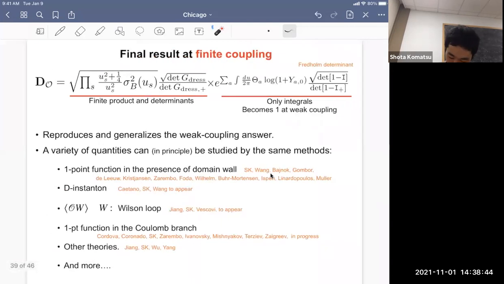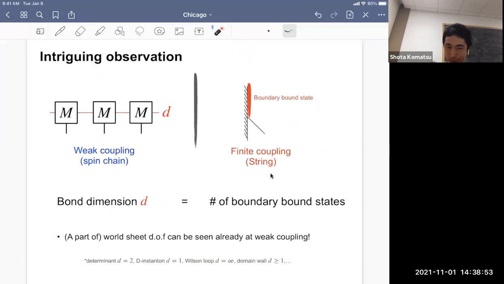But one important outcome of analyzing various different contexts is that there is actually one intriguing observation. So as I said, at weak coupling, the computation reduces to the overlap between the matrix product state and the spin-chain eigenstate, whereas at finite coupling, you get some boundary state on the string worldsheet. And what's interesting is that in all these examples, the bond dimension of the matrix product state that you get at weak coupling is exactly equal to the number of so-called boundary bound states. So basically what happens here is that you analyze the reflection amplitudes, and it turns out the reflection amplitudes sometimes have poles. And this pole signifies the existence of some kind of boundary state in which some particles are localized on the boundary. And if you count the number of boundary bound states in various examples here, that precisely matches the bond dimension that you see at weak coupling.